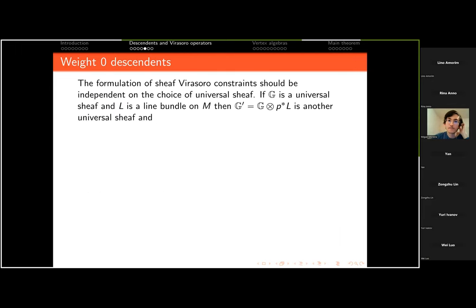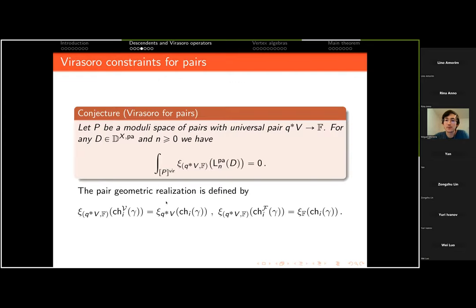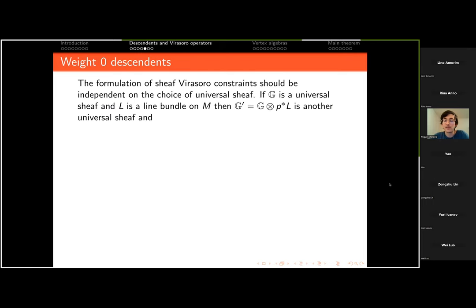Okay. So what about sheaves then? So for moduli of sheaves, we have this ambiguity in the choice of universal sheaf. And so I don't want to write something like this for sheaves, and say for any universal sheaf. So instead, the correct thing to do is to just look at relations among descendants that actually do not depend on the choice of G.